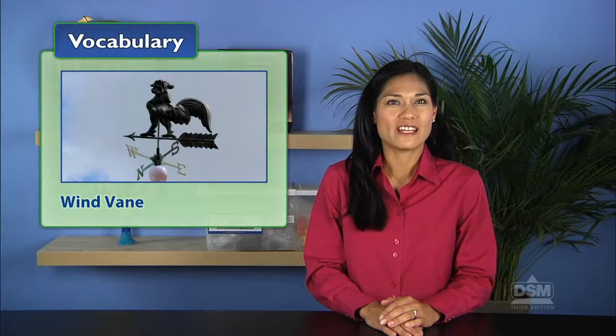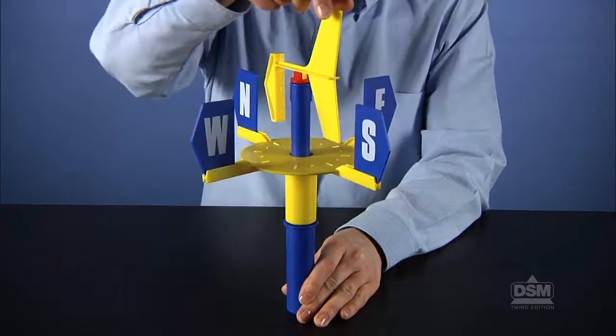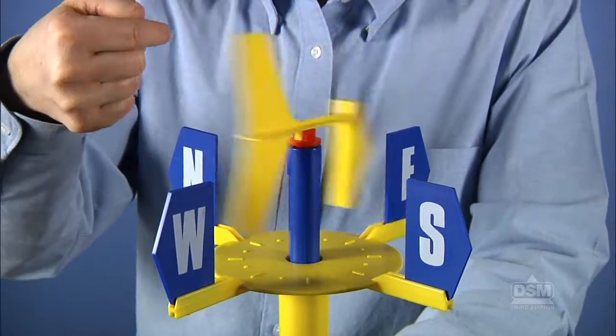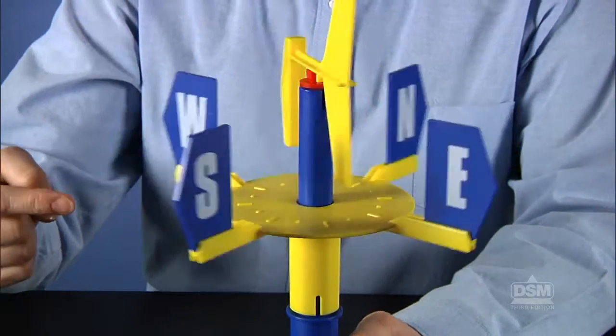Introduce a wind vane as a specially shaped tool for measuring wind direction, and that wind from different directions brings different kinds of weather. Bring students' attention to the wind vane. Students should notice the arrow showing direction and observe that it spins freely. They may infer that the wind makes it spin. Lead them to understand that the letters stand for directions: north, east, south, and west.